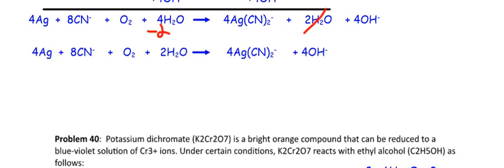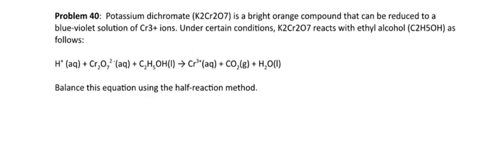Okay, so it says potassium dichromate is a bright orange compound that can be reduced to blue-violet solution of chromium 3+ ions. Under certain conditions, potassium dichromate reacts with ethyl alcohol as follows. Okay, let's set this up. All right, let's see what happens here. Well, first things first, let's go ahead and check the oxidation numbers of the things that you know about. I can do this pretty easily right here.